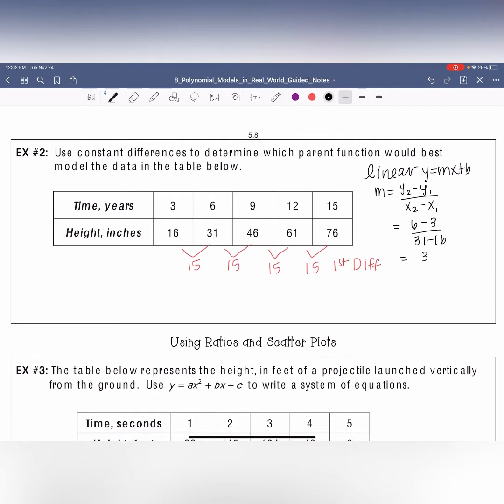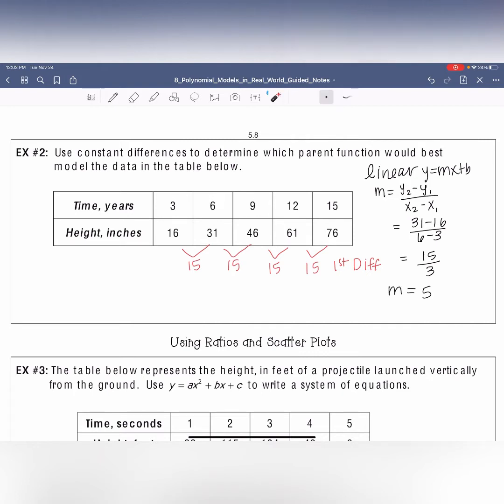So we're going to get 3. Oh, I did that backwards. Hold up. I did my x's instead of my y's on top. Reverse. Okay, y's are on top. So we're going to do 31 minus 16 over 6 minus 3. There we go. So we get 15 over 3, and 15 over 3 gives me 5. So my slope for this guy is 5.